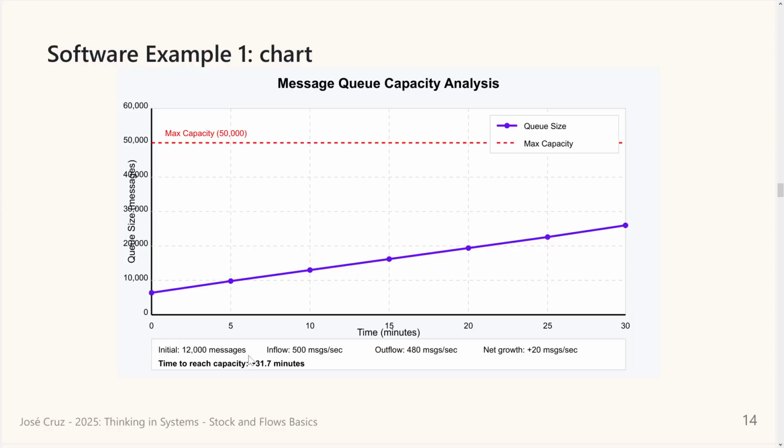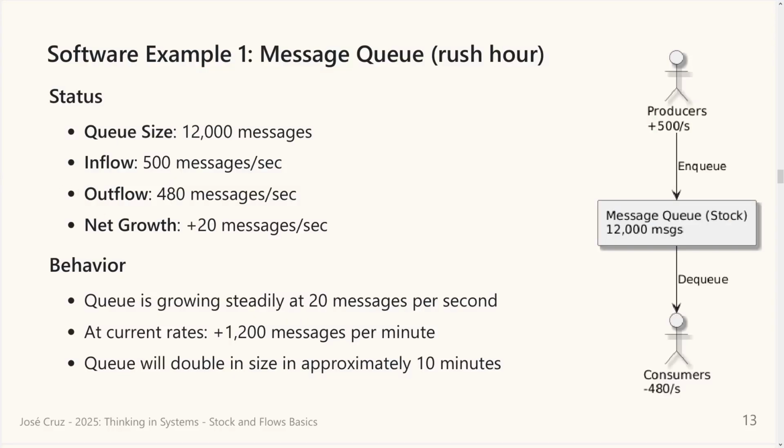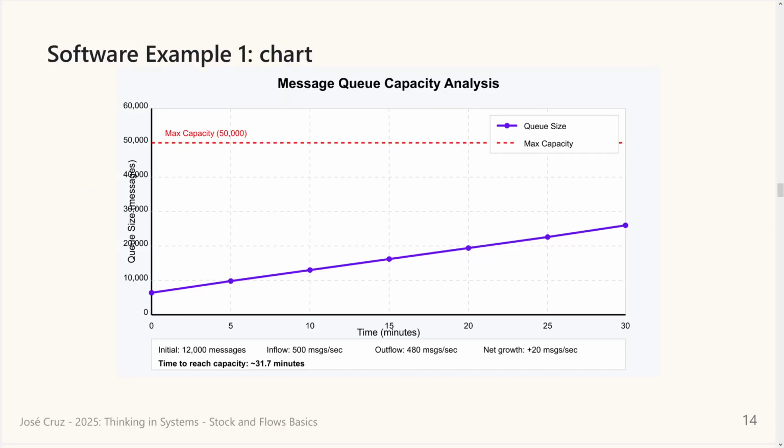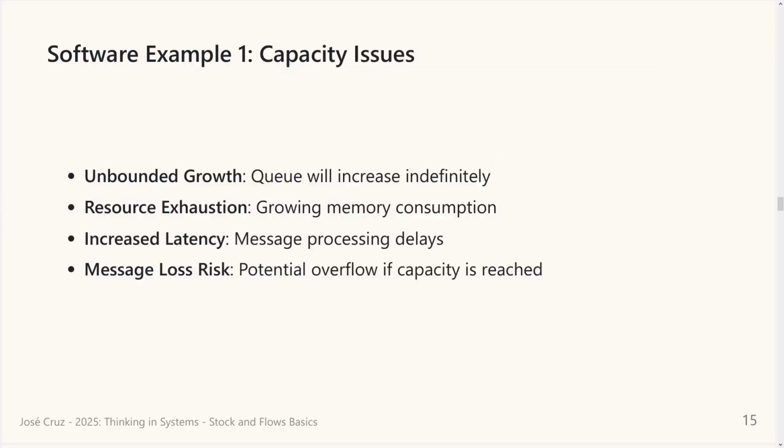That's one of the things when we put values on these kinds of things: our inflow, outflow, the net growth, the queue size, which is the stock. We do the math, and it's quite simple, just a very simple formula. We reach the conclusion that after 30 minutes, there will be an issue. So our system cannot handle all these requests. So we have capacity issues like unbounded growth, at least for 2 hours. The resource will be exhausted. Okay, there will be increased latency. After half an hour, there will be a problem.